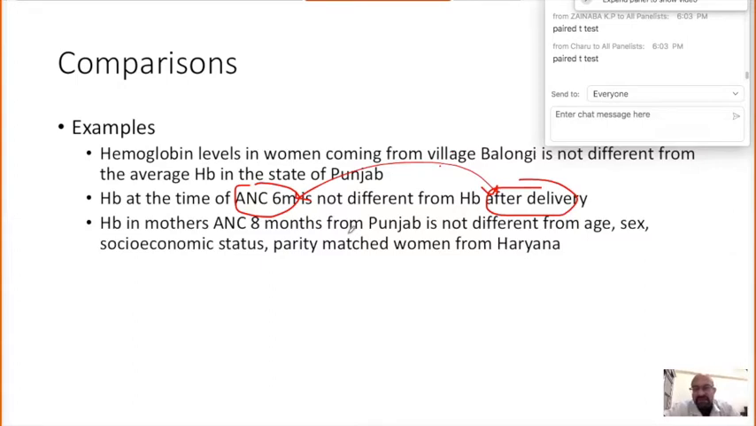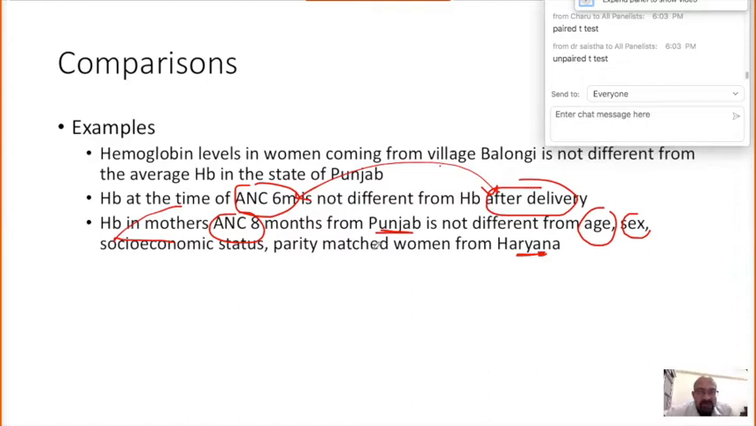In the next example, let's say we are looking for hemoglobin in mothers who have ANC at 8 months, and we want to compare whether this is not very different among women who are coming from Haryana. So we have two groups. One group is from Punjab and one group is from Haryana. And we have matched their age, sex, socioeconomic status, and also parity. So we have matched these women from Punjab and Haryana on age, sex, socioeconomic status, and parity.